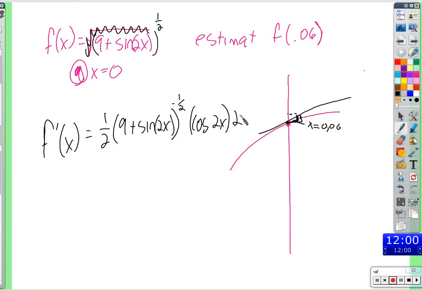When we plug in 0, what would that tell us? The slope of the tangent line. Pretty good. So these 1/2s cancel out, so we get 9 plus the sine of 0 times 2, which is 0. What's the sine of 0? 0. We're going to take the square root of that in the denominator, times the cosine of 2 times 0, which is 0. What's the cosine of 0? 1. That 2 canceled with that, so this is just this times 1, so we have 1 over 3 as the slope, right?